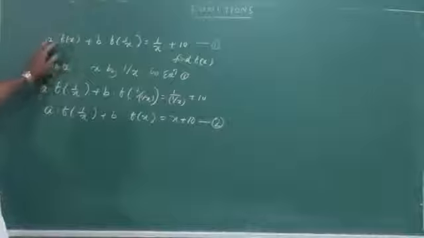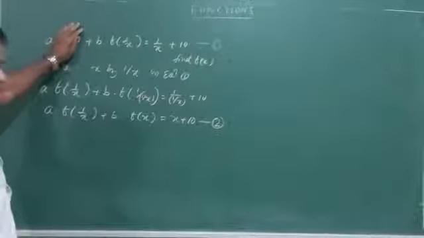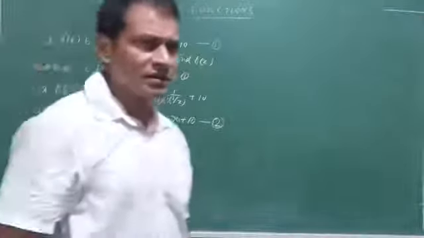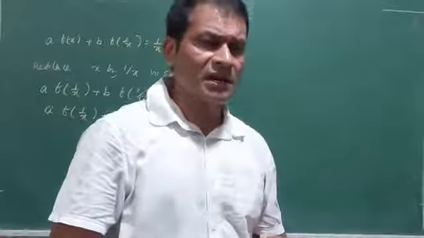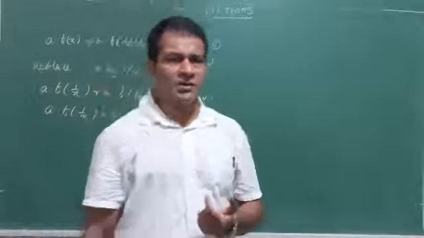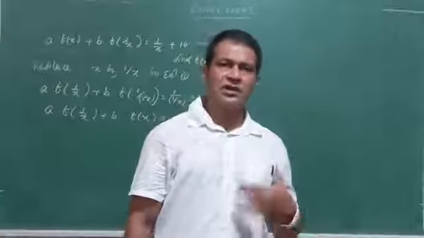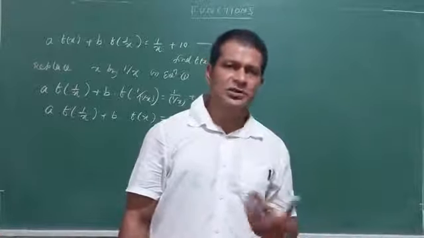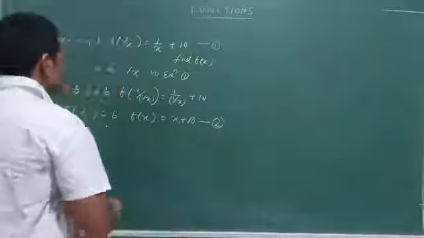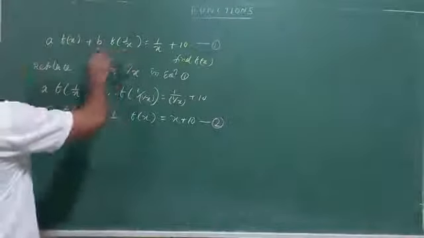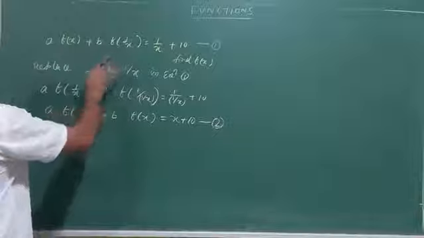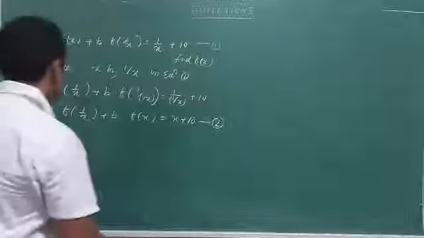Just like linear equations, imagine that f(x) equals x and f(1/x) equals y. Two linear equations are given and you have to find the value of x. Then what you used to do? You go for the elimination method. Try to remove the term y by making the coefficients equal. The coefficient of f(1/x) is b in one and a in the other. So multiply a to this equation and b to this equation.